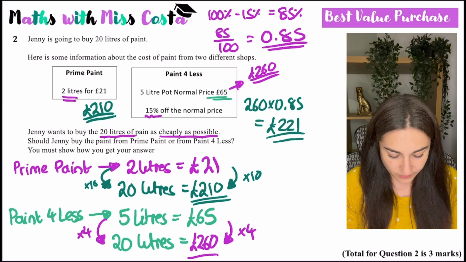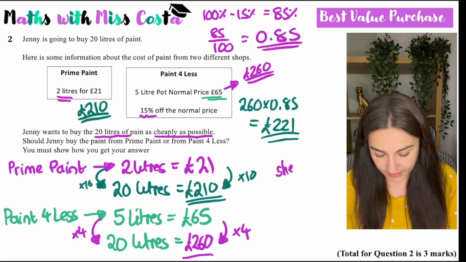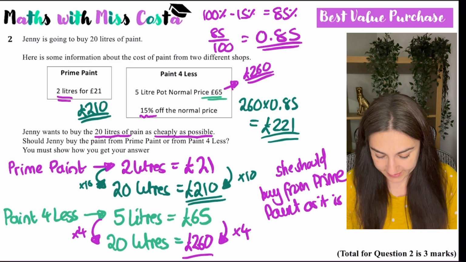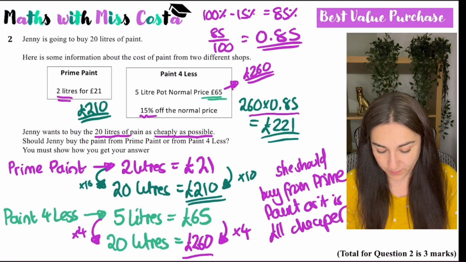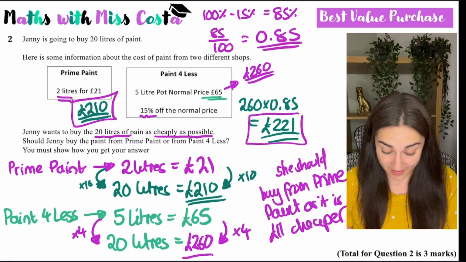So I would say she should buy from Prime Paint as it is £11 cheaper. Always, when you've got a question like this, you need to maybe even circle your answers just to make it clear to the examiner where they are.